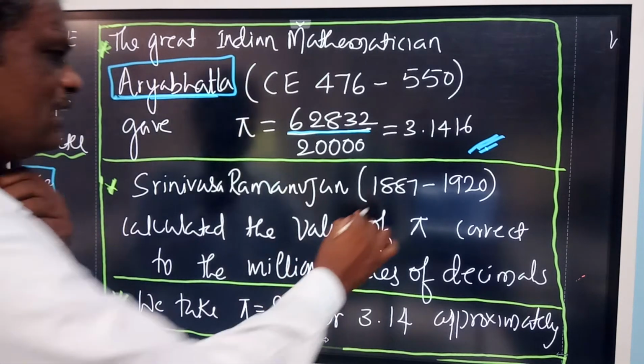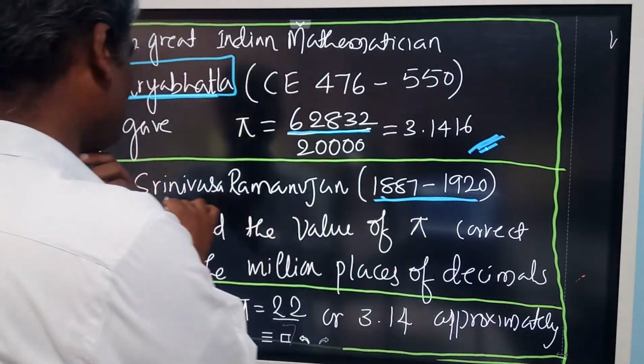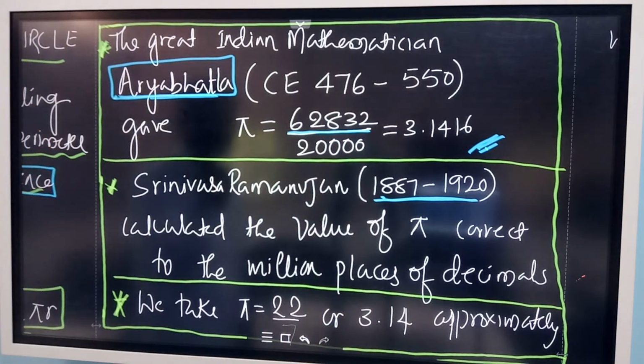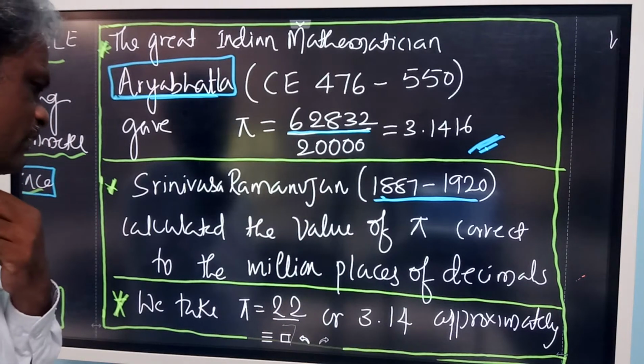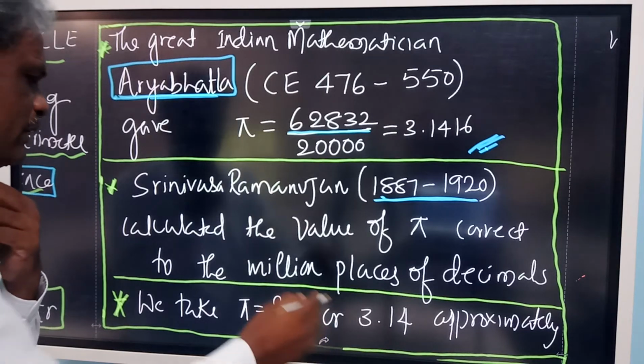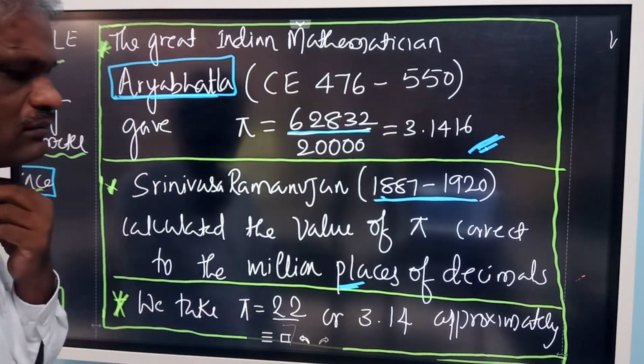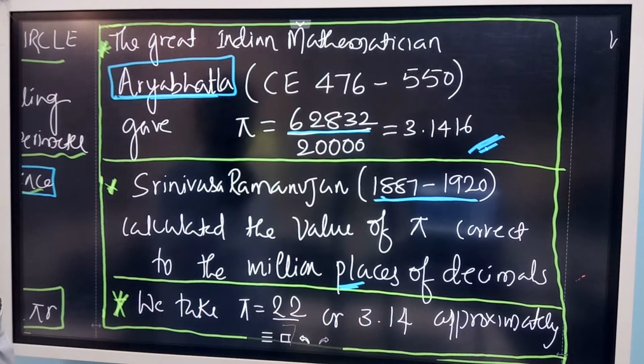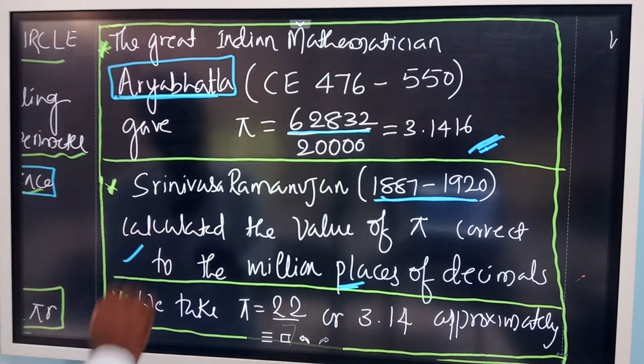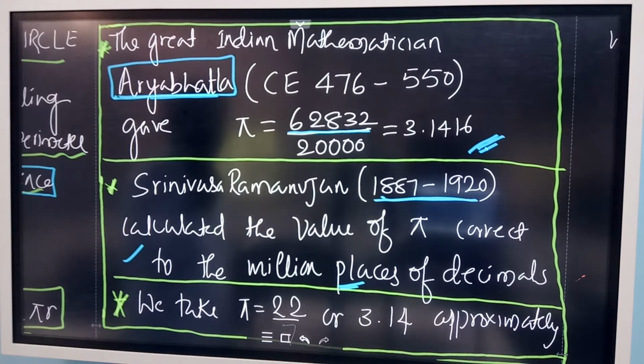Then Srinivasa Ramanujan, the great Indian mathematician who lived from 1887 to 1920, calculated the value of pi correct to a million places of decimals. So that is another great contribution of an Indian mathematician.